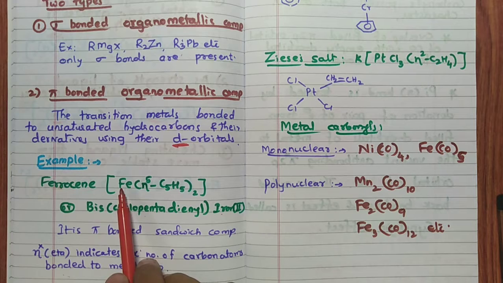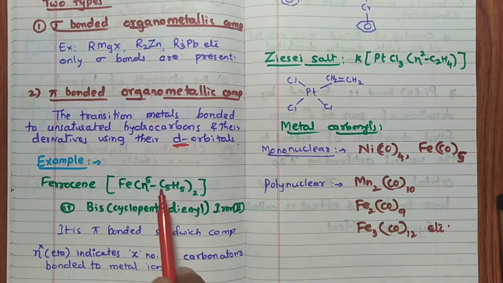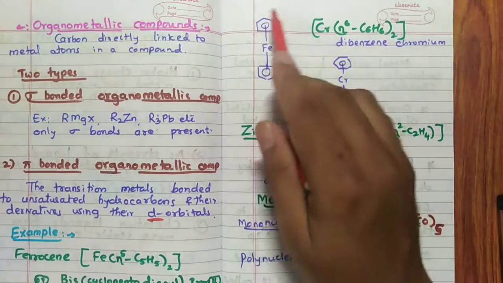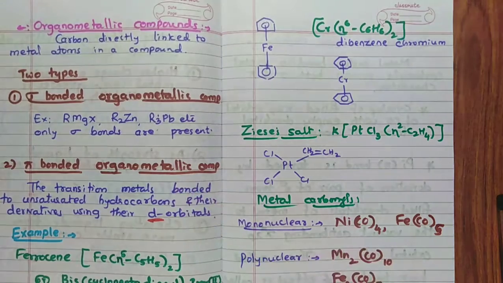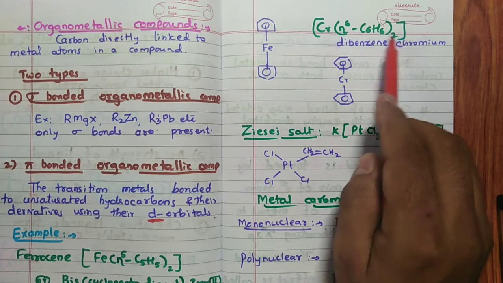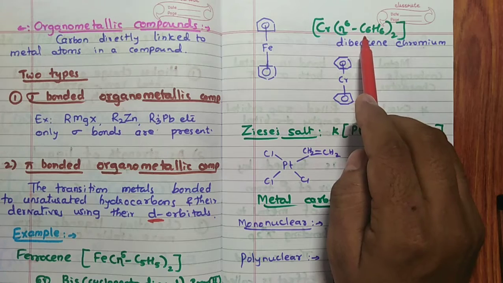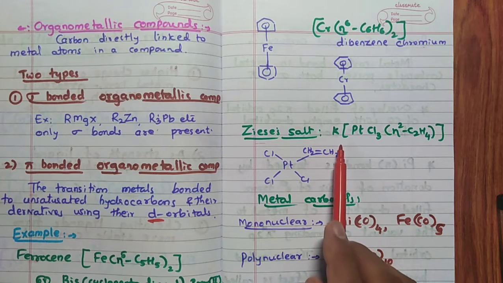Here the meaning is that iron is attached to all 5 carbon atoms. Very important: η to the power x indicates x carbon atoms attached to the metal ion. Here 5 carbon atoms are attached to the metal ion, and the structure is shown like this, with all 5 carbon atoms attached to Fe. Now Cr(η6-C6H6)2, so C6H6 twice: the dibenzene chromium compound. Remember, η to the power 6 means all the C6 are attached to chromium. So this is the dibenzene chromium compound. Another example is Zeise's salt.